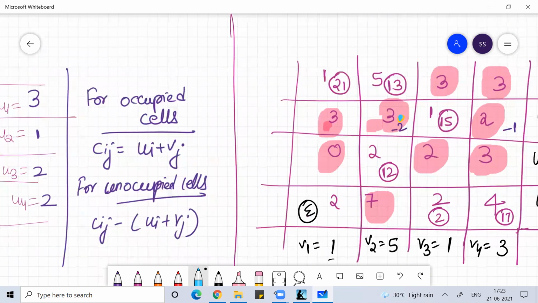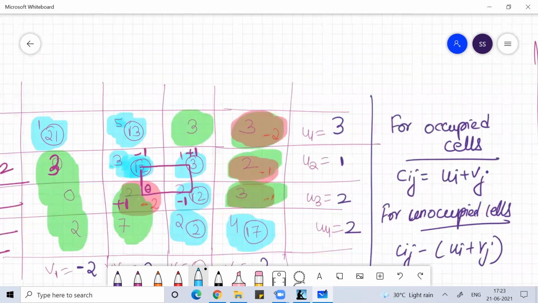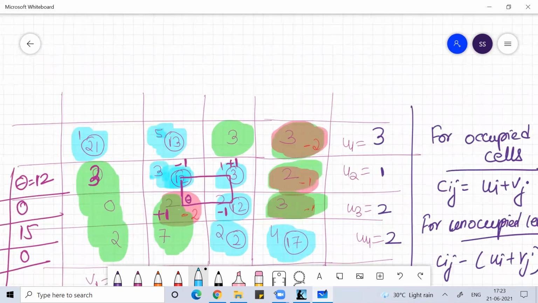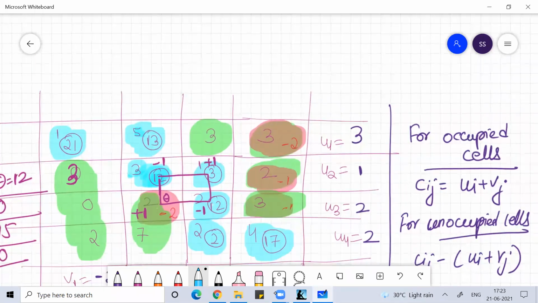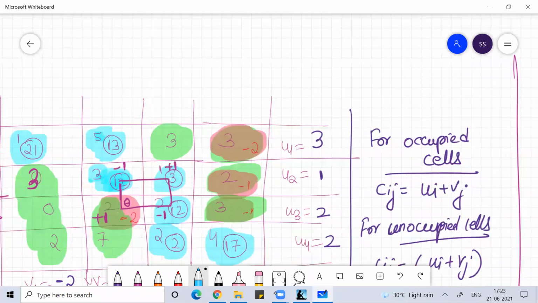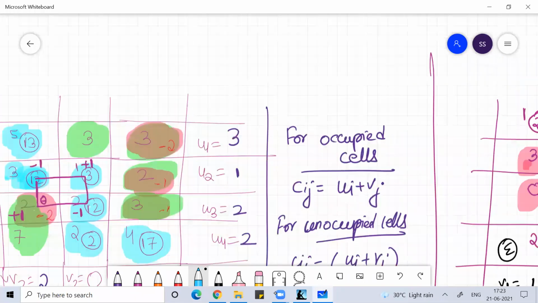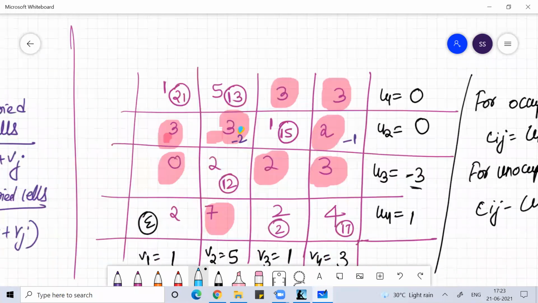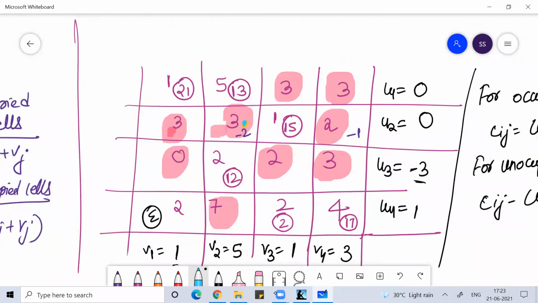This 2 was epsilon, right? So 1, 2, 1, 5, 1, 3. Then this is 3. Now you have the new allocation. The total should be 1, 2, 3, 4, 5, 6, 7.